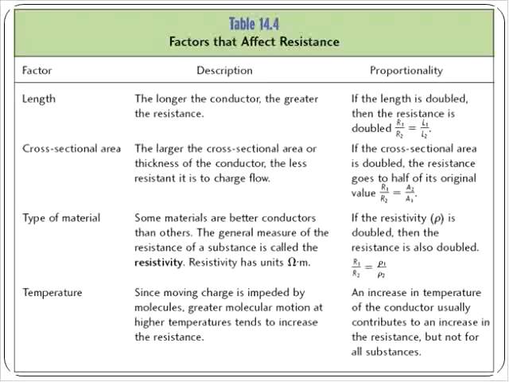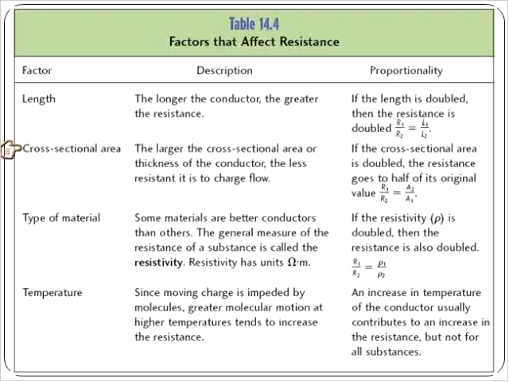In fact, it's a nice proportional relationship. If we double the length, we double the resistance. If we half the length, we half the resistance. So that's a nice, even, standard proportion there. That's one factor. The second factor, cross-sectional area.